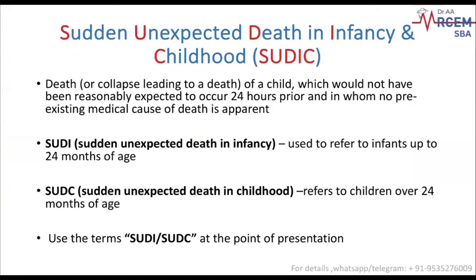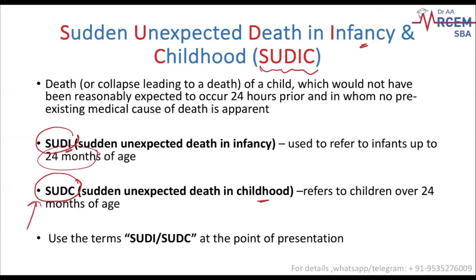Next one is sudden unexpected death in infancy or childhood, or simply known as SUDIC. It is a mnemonic. What is SUDIC? Whenever there is an unexpected death in the pediatric age group, especially in an infant, then you call it a SUDIC. If it's in infants, we call it SUDI. If it's in a child, we call it SUDC. There is nothing special about it, just the childhood. So infancy means up to 24 months they have taken it here, not 1 year, it's 2 years. Up to 2 years, it is called infancy in SUDIC. After 2 years, it is known as SUDC.